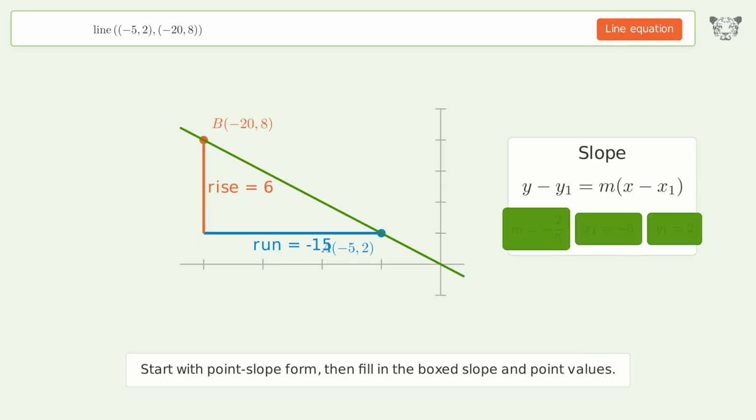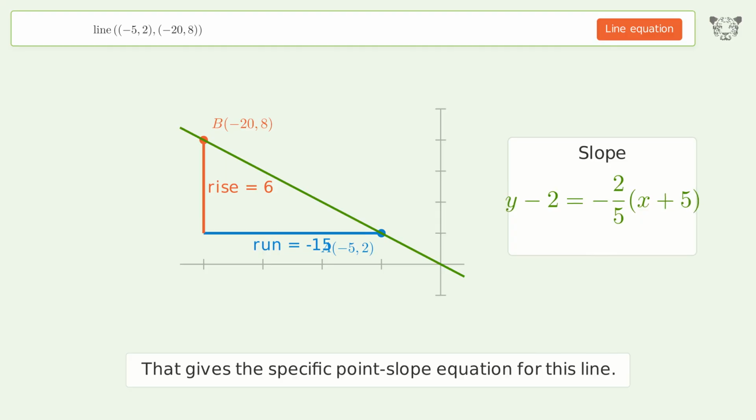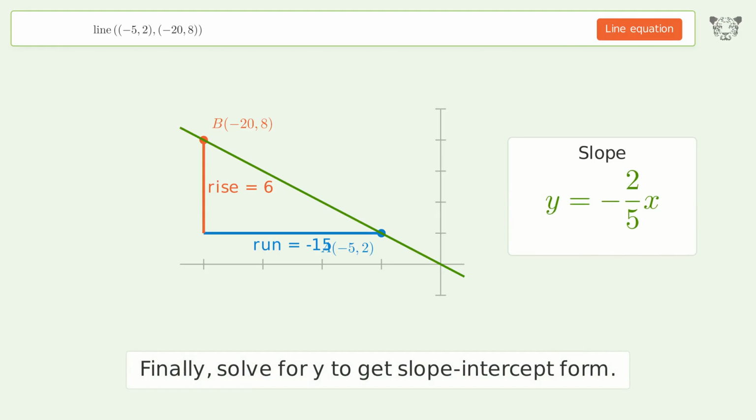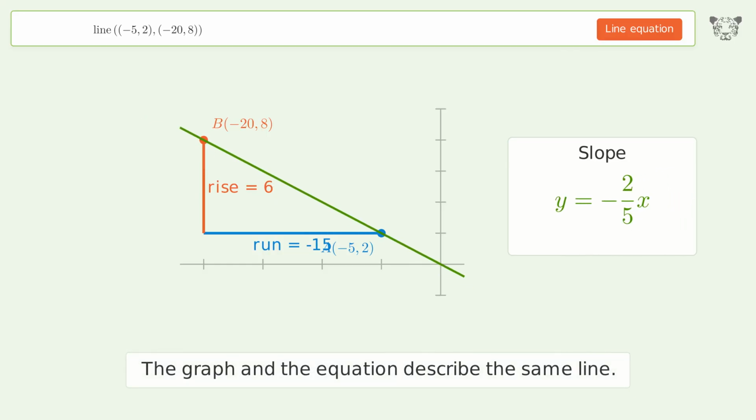Start with point slope form, y minus y1 equals m times x minus x1. Then fill in the boxed values, slope is -2 over 5, x1 is -5, and y1 is 2. That gives the specific point slope equation for this line. Finally, solve for y to get slope intercept form. The graph and the equation describe the same line.